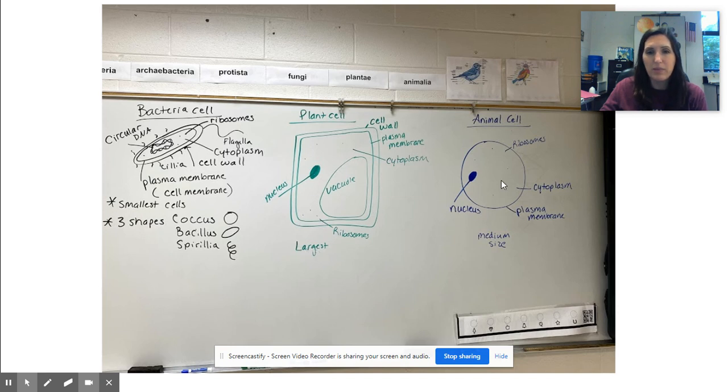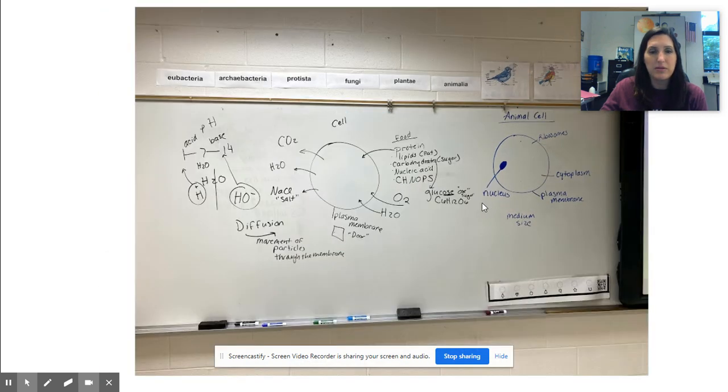Then we get to an animal cell. The animal cell has the plasma membrane on the outside. Remember, they don't have a cell wall. And they're also eukaryotes. We have a nucleus. You might find a few ribosomes and then the cytoplasm. And the animal cells are more medium size.